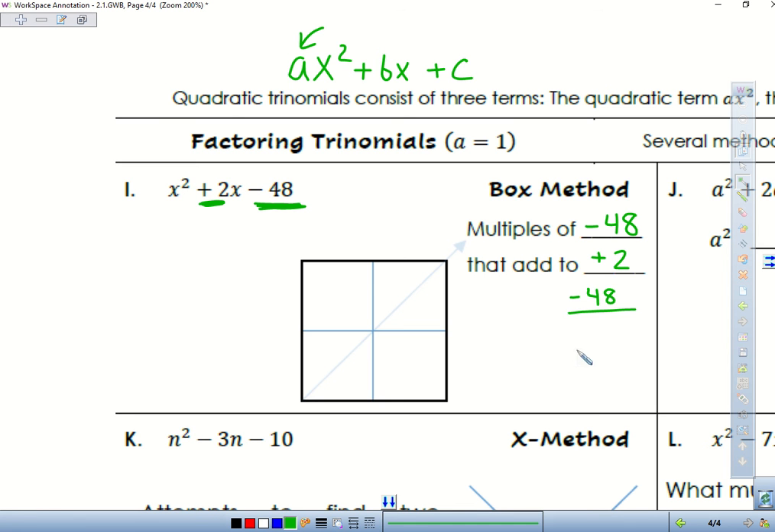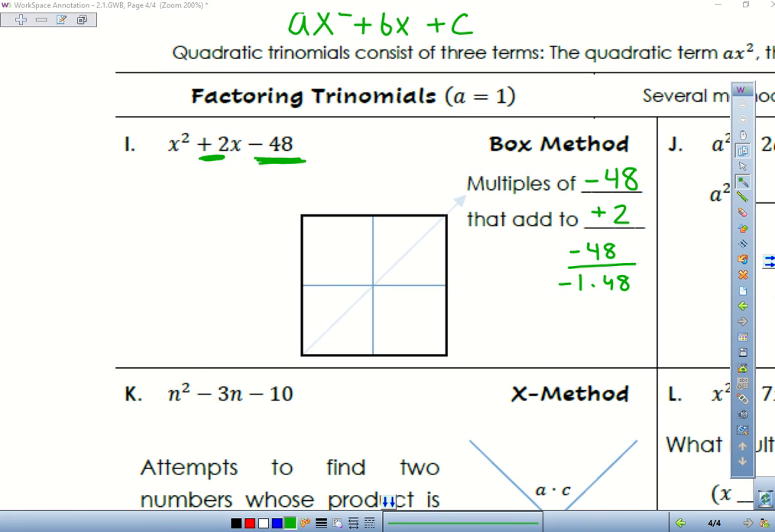So what are some factors of negative 48? Negative 1 times 48, what else? Two numbers that multiply to give you negative 48. Very good, 24 and negative 2. Any other ones? Negative 6 and 8. Very good, negative 6 and 8. That might be the one we're looking for, right?